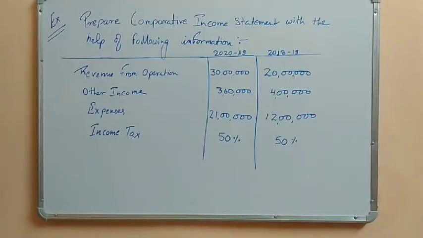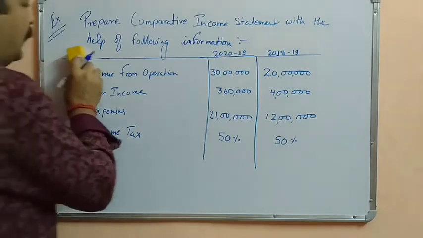To understand the comparative income statement in a much better way, I have taken one example. Prepare comparative income statement with the help of following information. Here information is given for 2 years, 2020 and 2019, and the information is revenue from operation, other income, expenses and income tax. So how will we prepare the comparative income statement from this? Let us see that.